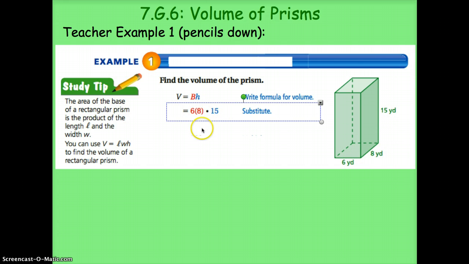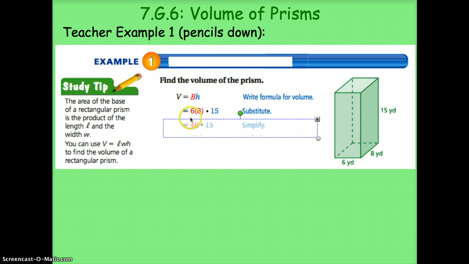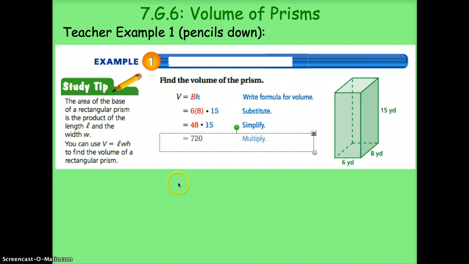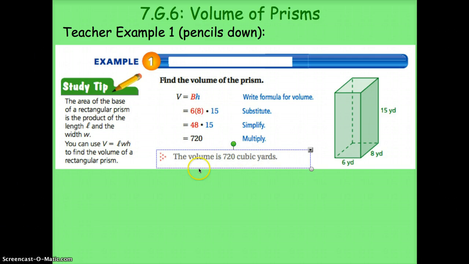Okay, now we can go ahead and multiply in any order that we want. I'll do 6 times 8 first, which we know is 48. And finally I get to multiply that by 15 and end up with 720. Of course I know that this is not my final answer because I do need units. Now, one thing to be careful of. With volume, volume is always cubed. Unlike area, which our units were squared, this one our units need to be cubed. So we put our yards and then we need to cube it. So the volume is 720 cubic yards.